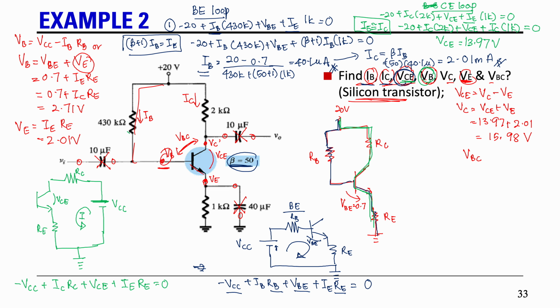Next, what remains is the VBC. VBC is at this particular junction. VBC is equal to VB minus VC. VB is the one we determined earlier, 2.71, minus VC, which is 15.98 volts. Of course we will get negative 13.27. So what does this negative mean?